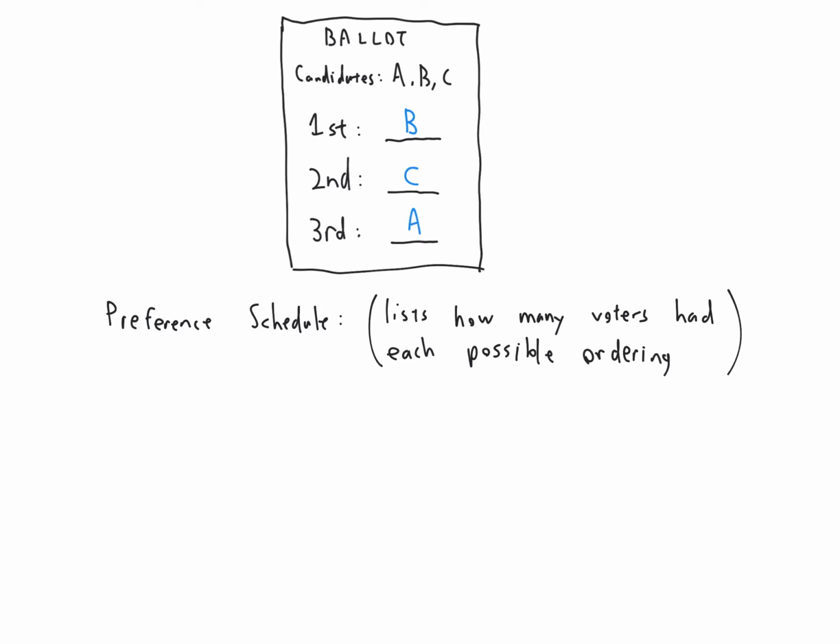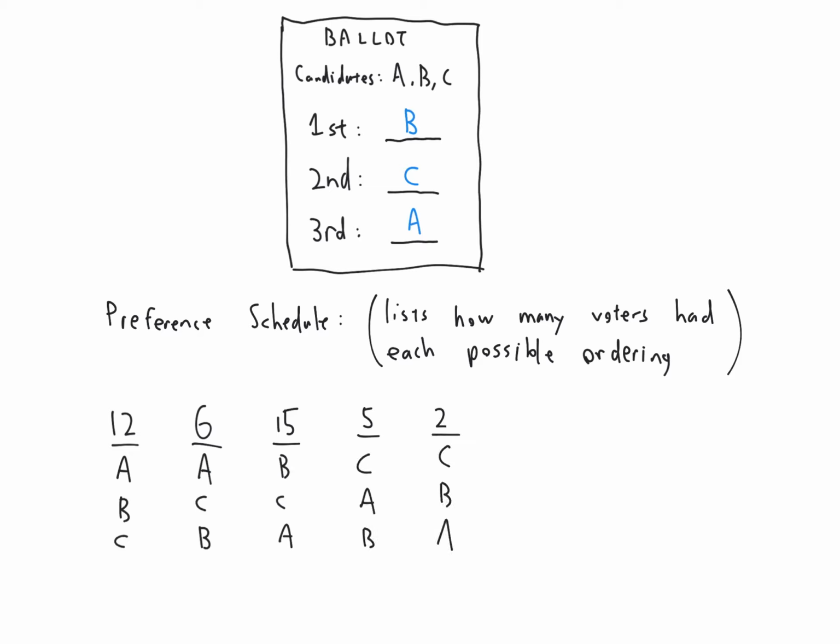When I say each possible ordering, I'm considering the ordering BCA from the ballot above to be one possible ordering. And so we'd want to count how many voters used the ordering BCA on their ballot. For example, let's suppose that 12 voters wrote down the ordering ABC, and that 6 voters wrote down the ordering ACB, and so forth. I'll fill out the rest of this preference schedule. Notice that I didn't include the ordering BAC, and when I don't include it, it just means that nobody voted that way, so I usually just won't write it.